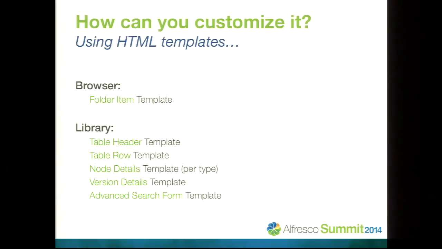So you can use a table header and table row to configure which columns you want in the library component. You can change the node detail template per type. So if I have generic content, I want this list of properties. But if I want to display details of an invoice, I want to display custom metadata provided by your custom model. And as well, we have the advanced search form template. In the quick demonstration, we have only the advanced search form for content and folder. And you can as well create an advanced search form for your custom type in Alfresco.